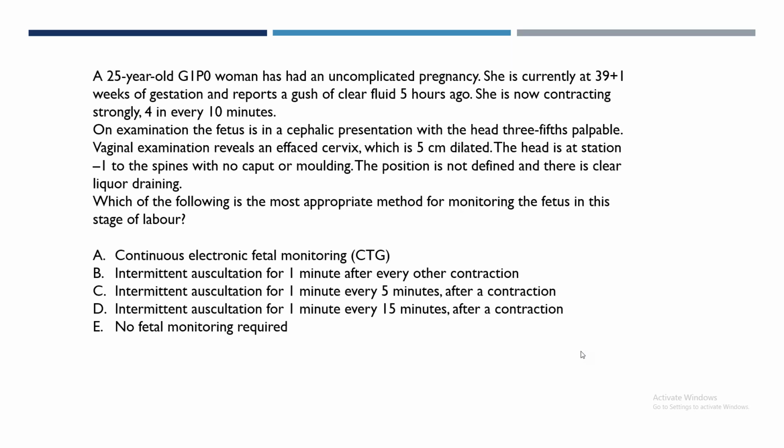Is there any risk factor here? The only risk factor is spontaneous rupture of membranes, so that cannot be a risk factor. There is no risk factor, so she is a candidate for intermittent auscultation. Now, how are you going to auscultate in the first stage? It is for 1 minute every 15 minutes, after contractions. So the option is B here. The answer is B.